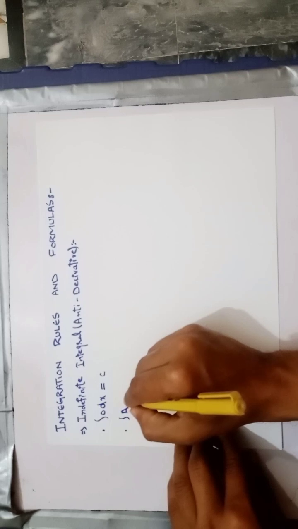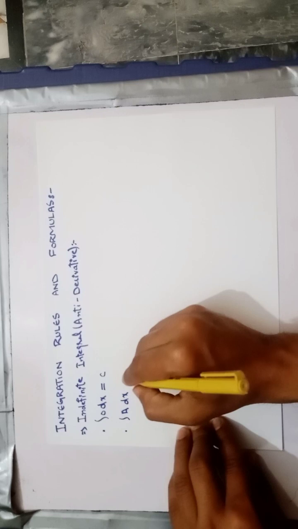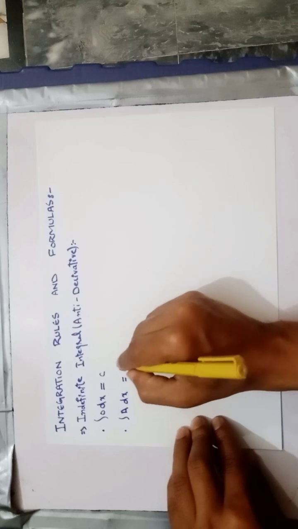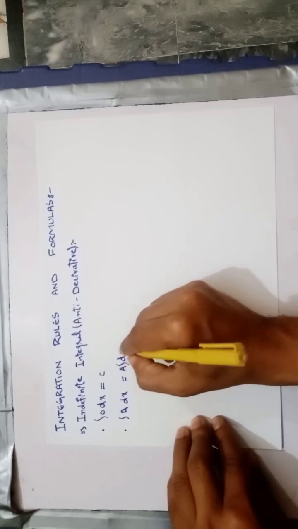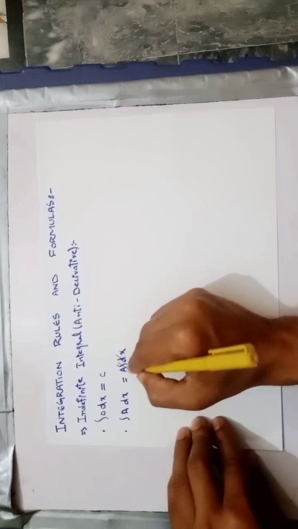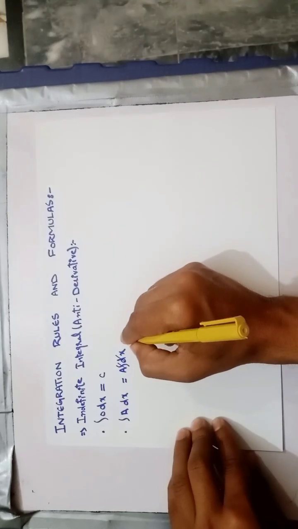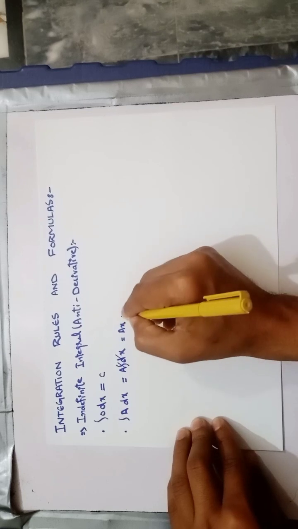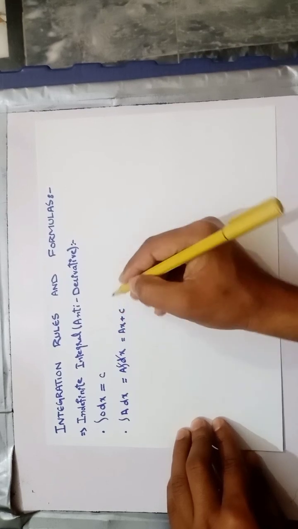So now we can see the derivative of the integration of a constant function. The integration of a constant function a is: a comes out of the integration, with dx, and derivative and integration are inverses of each other. So the final answer is ax plus c, another constant.